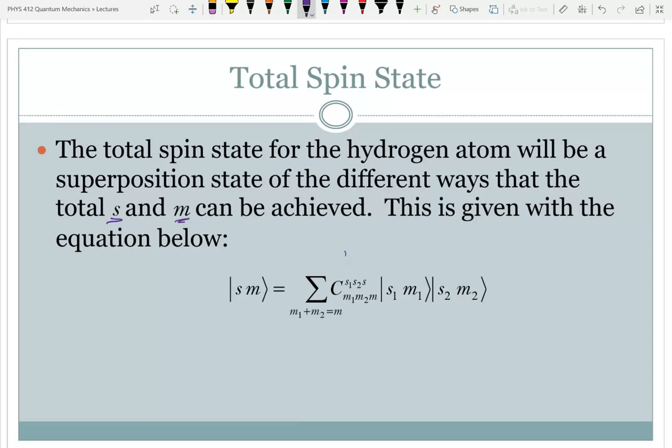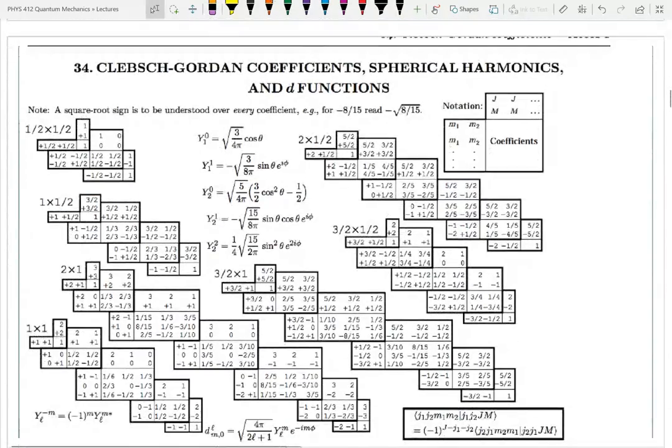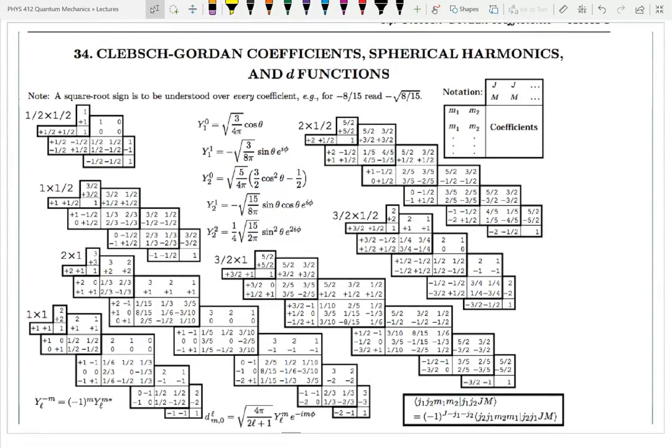It is found by using these Clebsch-Gordan coefficients. I think that's how you spell Clebsch, and Gordan only has two ways, so I'm 50-50 on Gordan. Our textbook has a Clebsch-Gordan coefficient page, but it's missing an important key for reading it. So here is basically the same thing, but with the key. There's the key, how to read it.